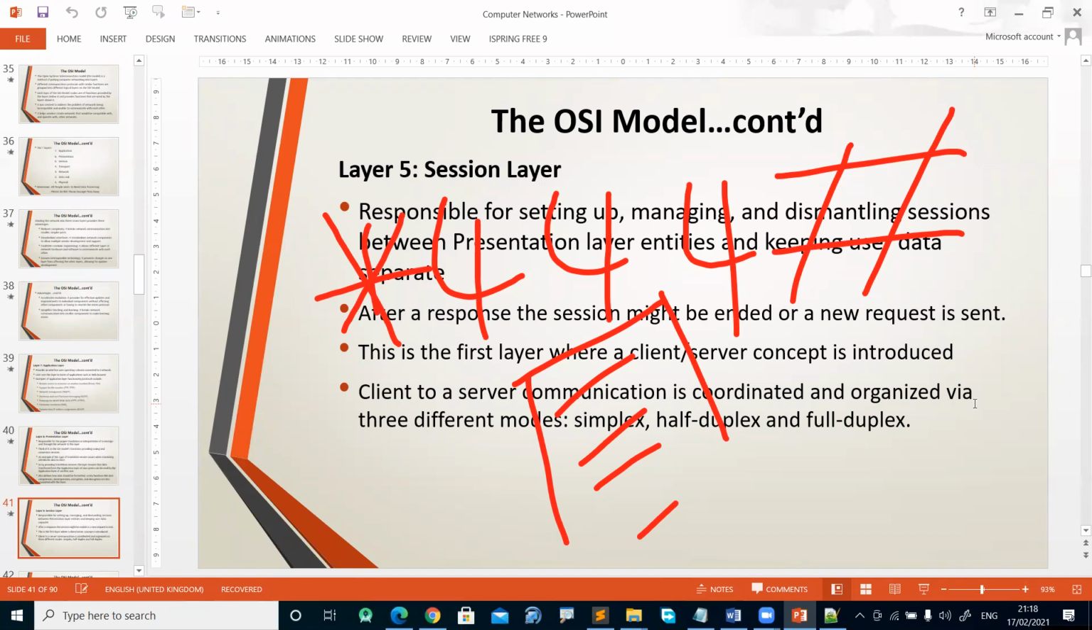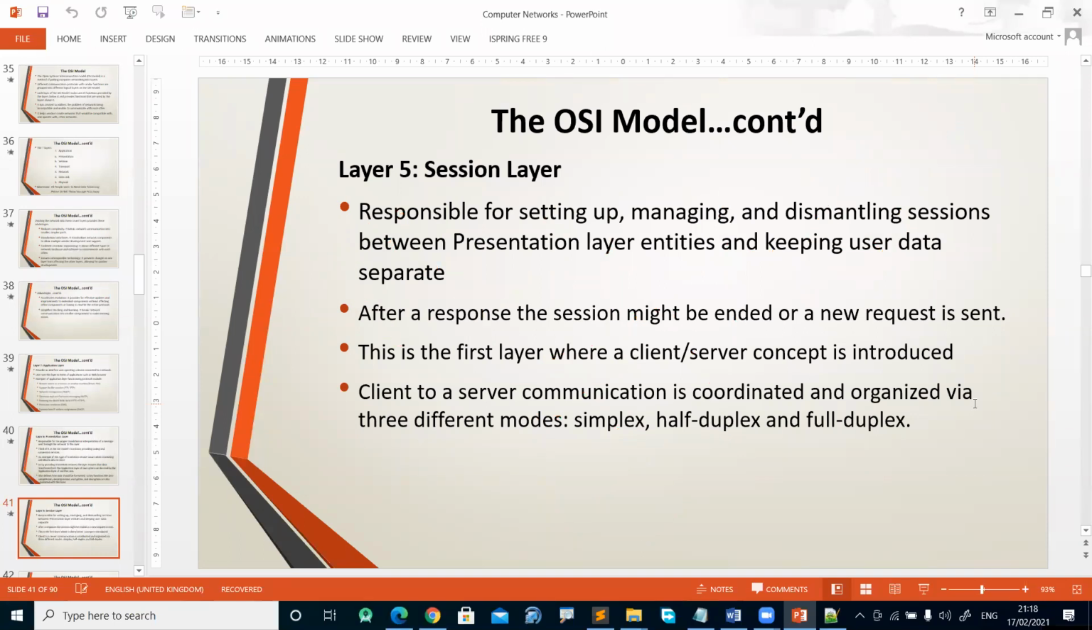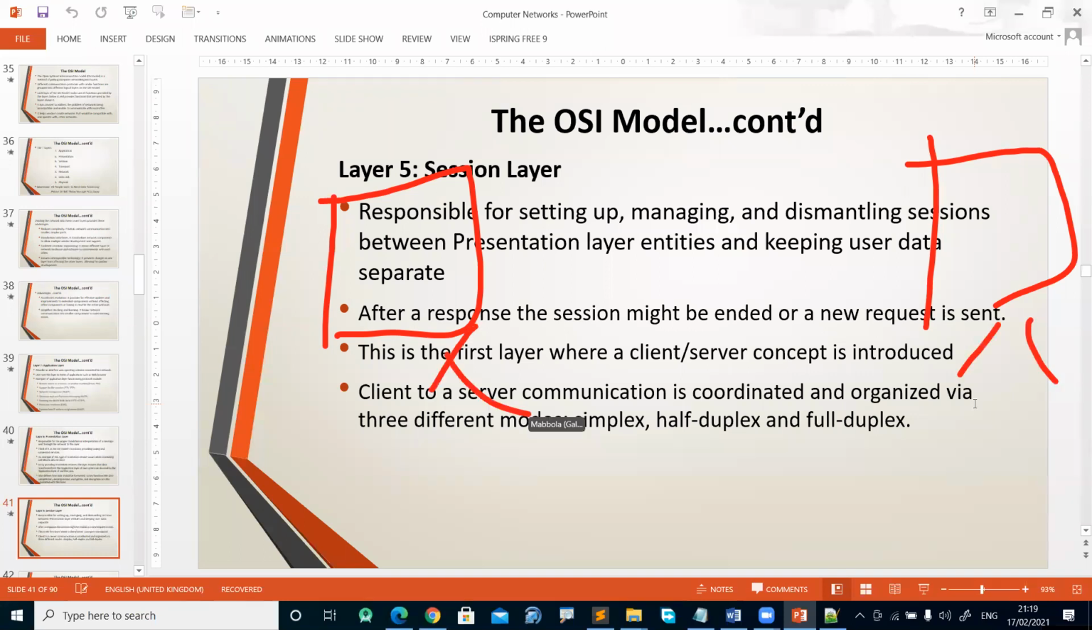Sometimes it will be timed out. Exactly. Do you know why you lose connection? Because layer five is behind that. So when you lose that connection because of your inactivity, you blame layer five. What is the job of layer five? Point number one, responsible for setting up. Once it sets up, then it manages. For instance, you are here and the other computer is there. It will establish that connection. The job is to create a session.